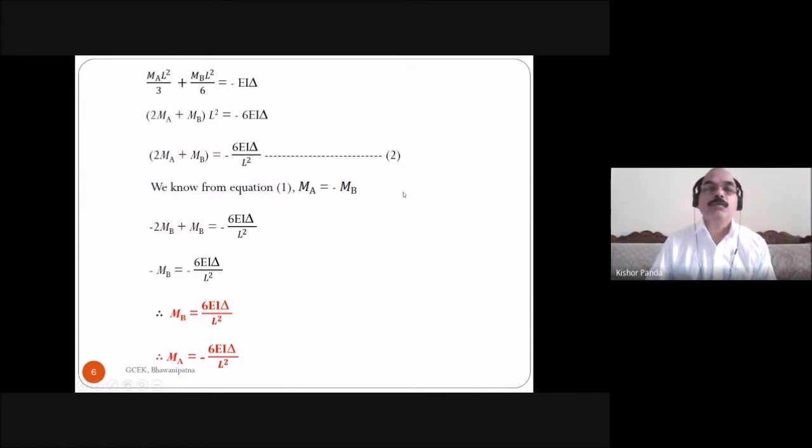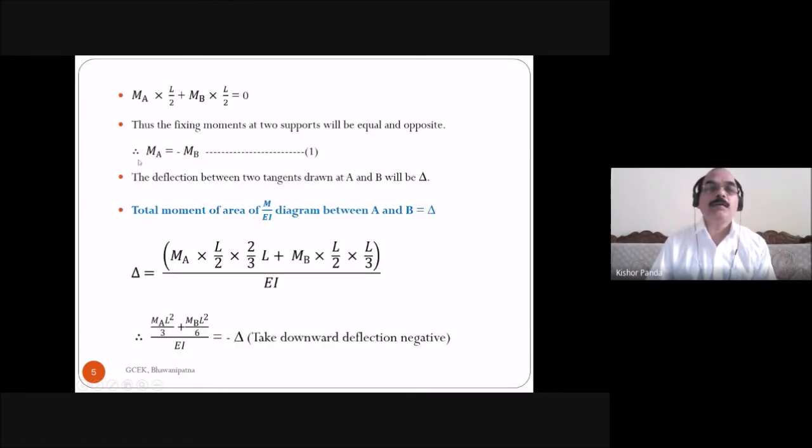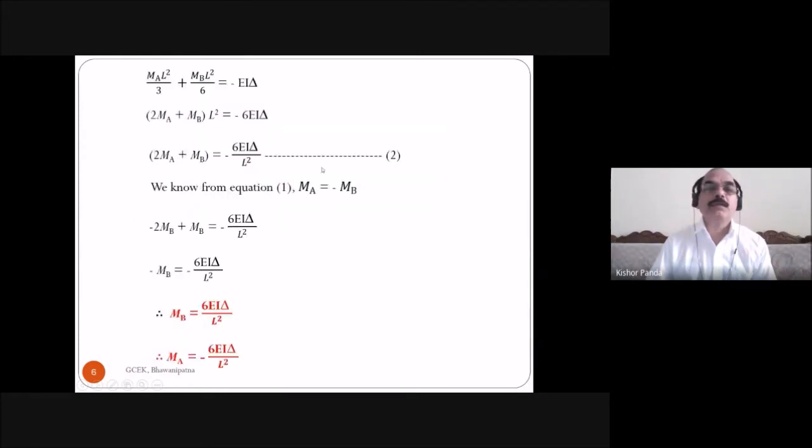This is equation 2. We know from equation 1 that MA is equal to minus MB. So just put this in equation 2: minus 2MB plus MB is equal to minus 6EI delta by L square. After simplification, minus MB is equal to minus 6EI delta by L square. Therefore, MB is equal to 6EI delta by L square. If MB is equal to 6EI delta by L square, then what is MA? MA is equal to minus MB, so MA is equal to minus 6EI delta by L square.